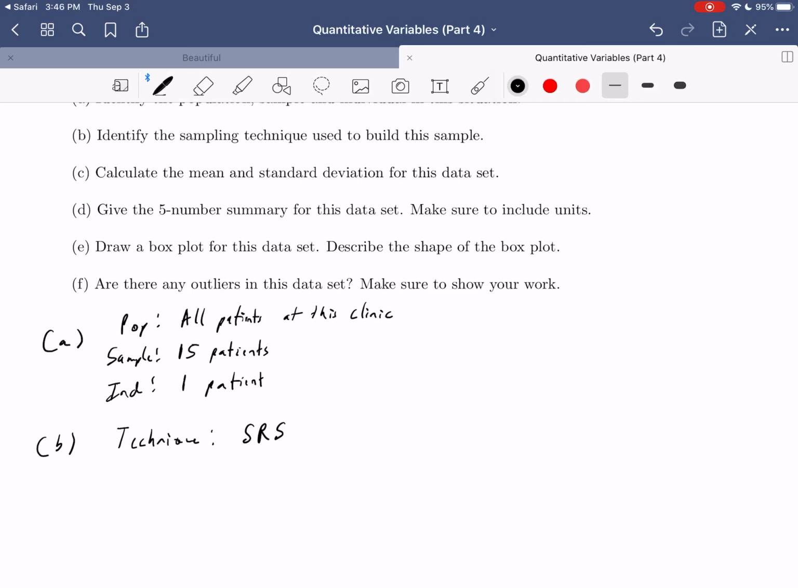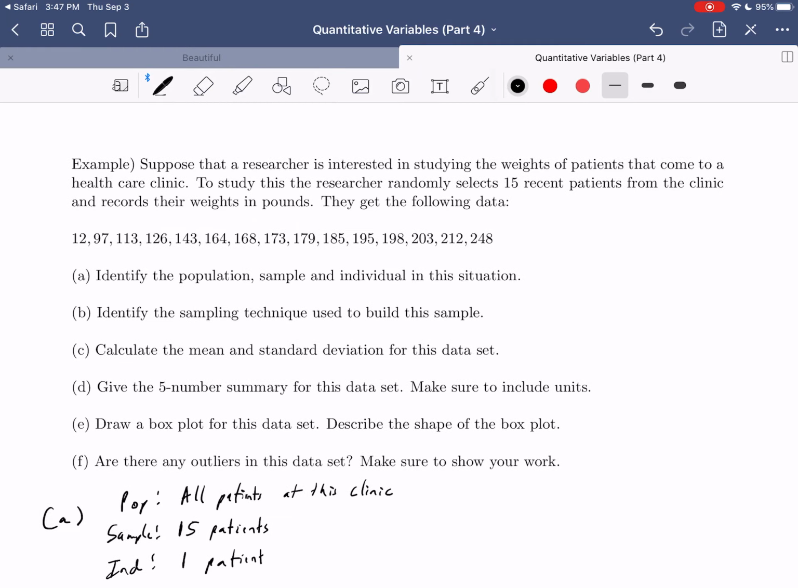All right, let's go ahead and get our mean and standard deviation. Of course, it is a sample, so we'll use that notation there. We'll use our calculator for this, so let's get that data typed in. You can hit stat and edit, and then enter 12, 97, 113, 126, 143, 164, 168, 173, 179, 185, 195, 198, 203, 212, and 248.